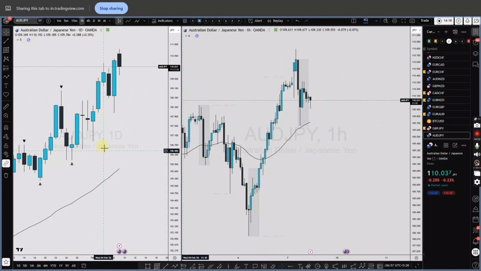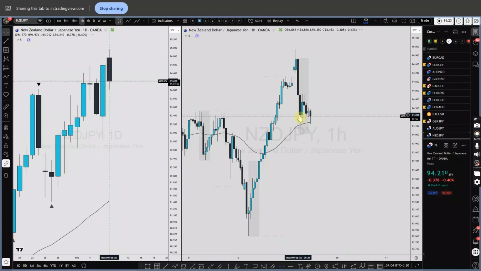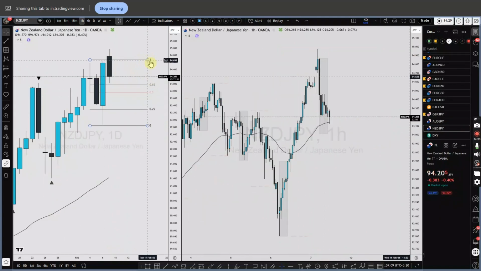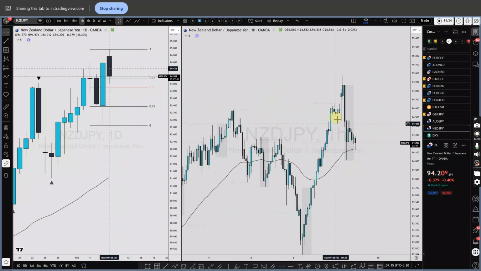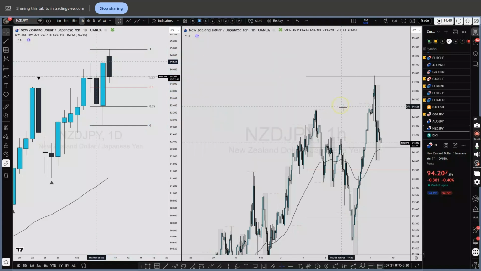AUD JPY, nothing. NZD JPY, nothing. NZD JPY, we're waiting for a deeper correction below 38.2. We're already in 38.2, so I'll be waiting for some good setups in this one. Let me check what the visibility is here. Hours, okay, perfect.